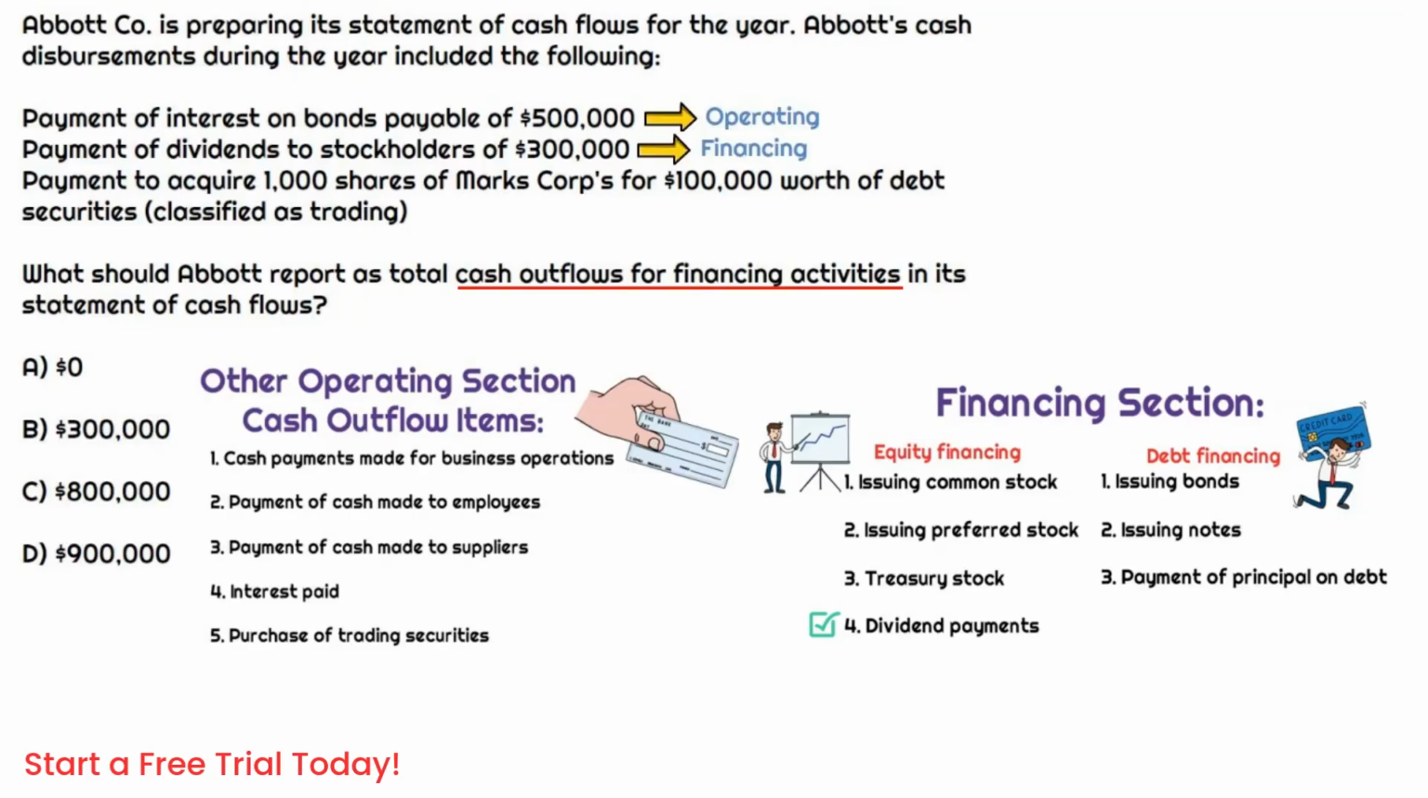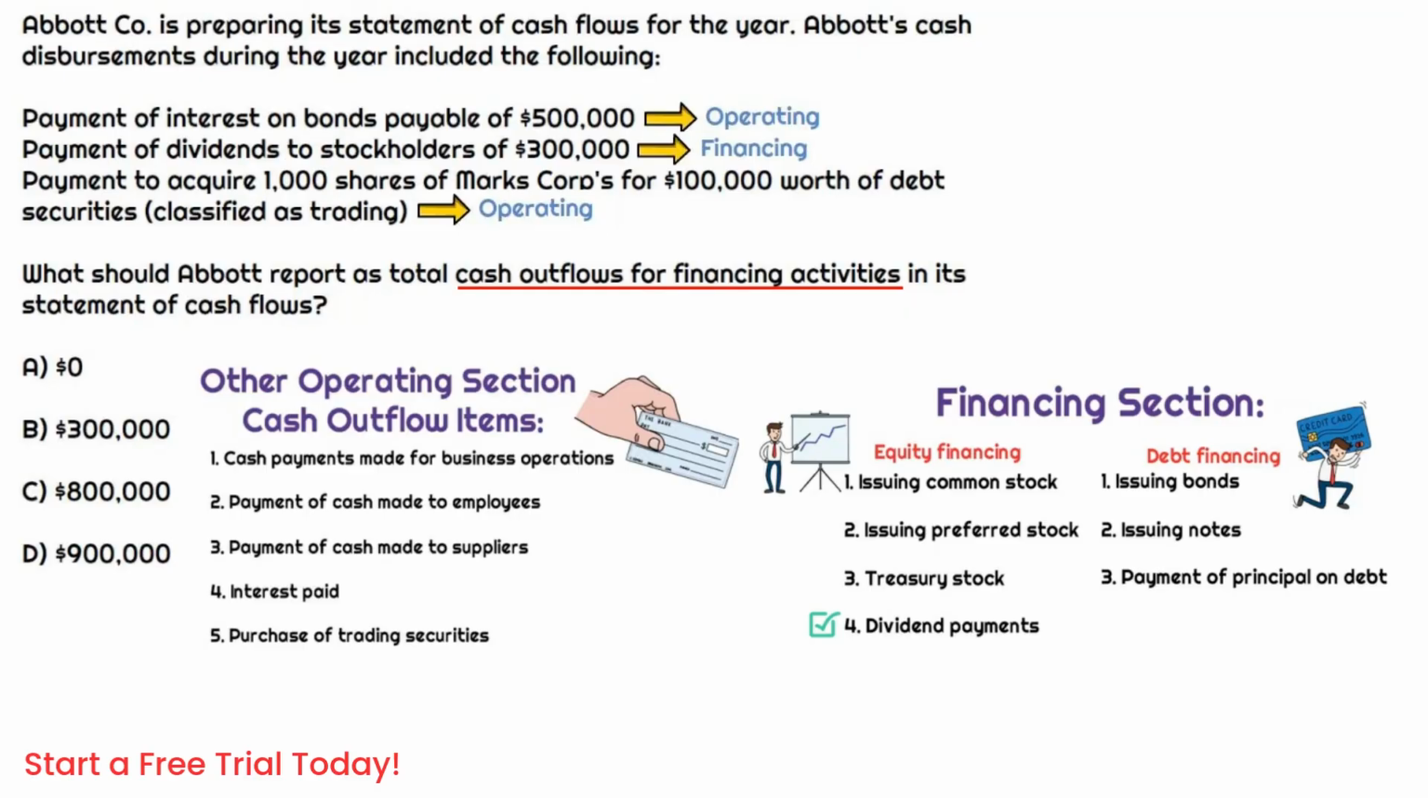And on the last one, payment to acquire 1,000 shares of Marks Corp for $100,000 worth of debt securities that are classified as trading. So when it comes to trading securities, those are going to be recorded in the operating section. So that is not going to be in the financing section. But even if these were classified as available for sale or held to maturity, they would be in the investing section. So no matter what, when we purchase securities, whether it's trading, AFS, or held to maturity, those will not be included in the financing section.